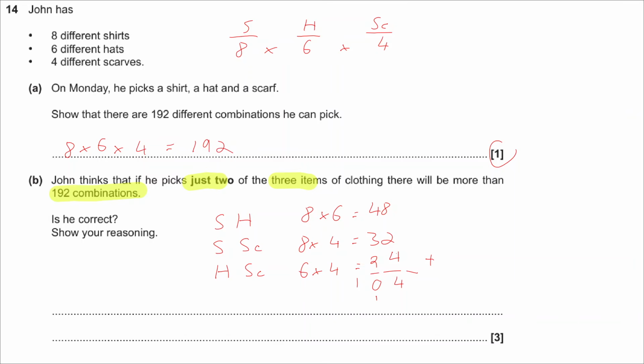Okay, so actually, is he correct? No, because you can make 104 different combinations, so you can say something like this, that 104 is less than 192, so he is incorrect. Okay, good, and that gives you the 3 marks for this question.